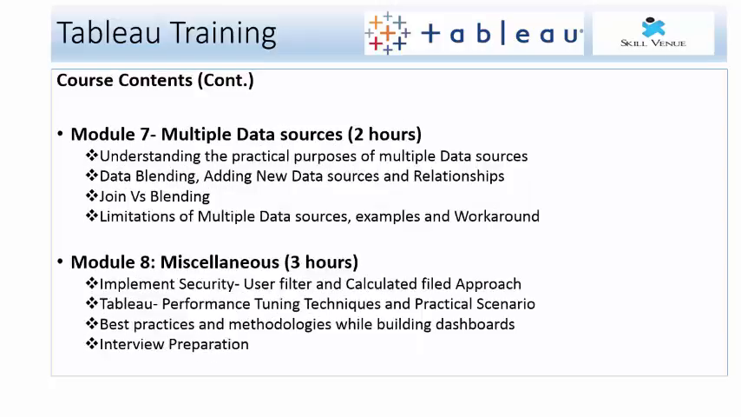Coming to module 7, it will be multiple data sources in practical scenarios. Data might be coming from 2 different data sources. So you might be given a requirement to connect to Oracle and a SQL Server, and how do you blend this data, and how do you join this data? What are the kinds of challenges that you might face? There will be some challenges, and then how do you do a workaround with this? So we'll go through that in module 7.